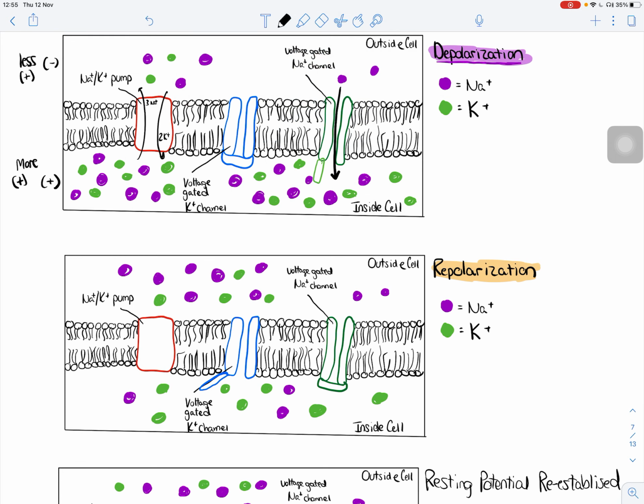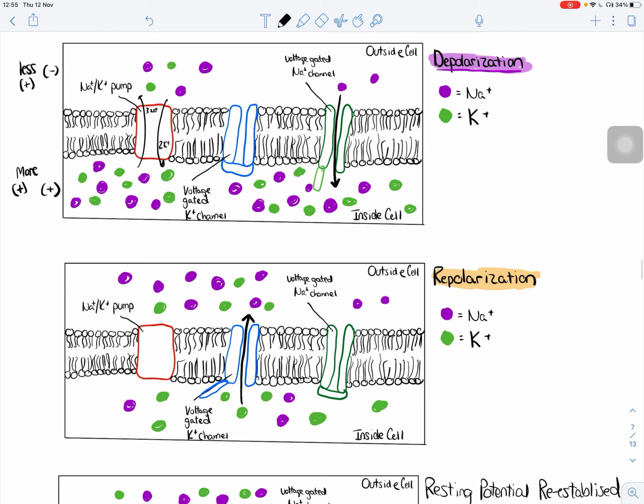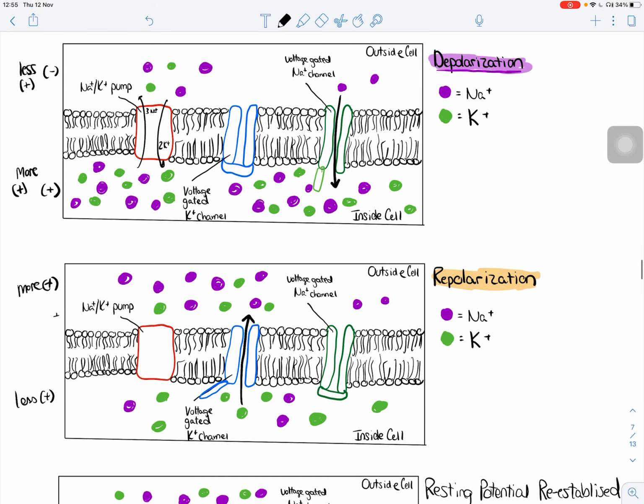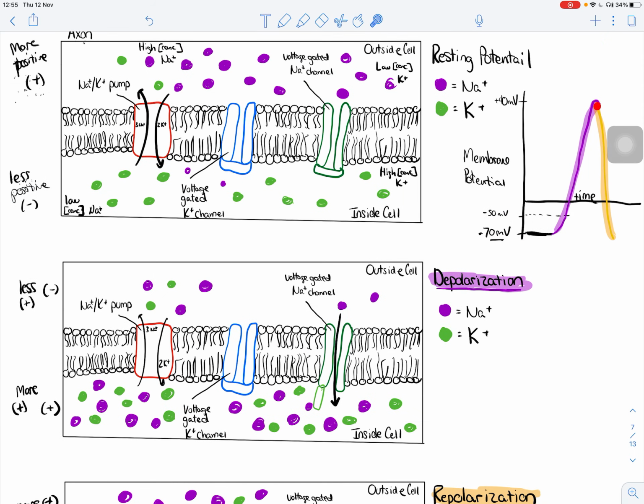So now potassium moves out, because remember, there's a high potassium concentration here and a low potassium concentration there. What slowly happens is this becomes more positive and this becomes less positive, or we could say this goes back to what we were at, positive outside and negative inside. You can see that on the graph as you hit a point, and then it snaps back down.